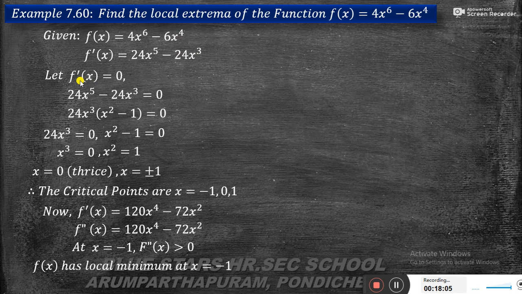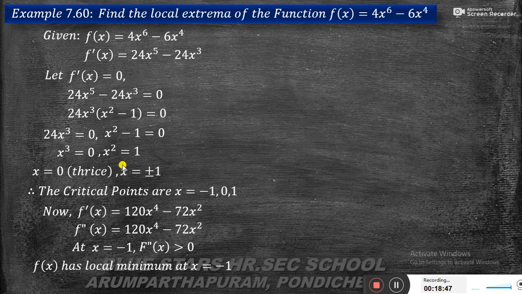Next, they ask about the local extrema, so now we find the x values. I take f dash of x equal to 0. So 24x^5 minus 24x^3 equals 0. I take 24x^3 common, so the remaining term is x^2 minus 1 equal to 0. Therefore 24x^3 equals 0 and x^2 minus 1 equals 0. So x^3 equals 0 and x^2 equals 1. Therefore x equals 0 thrice, because its degree is 3, that is x equals 0, 0, 0.